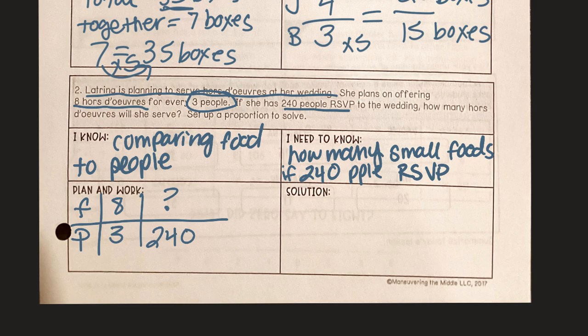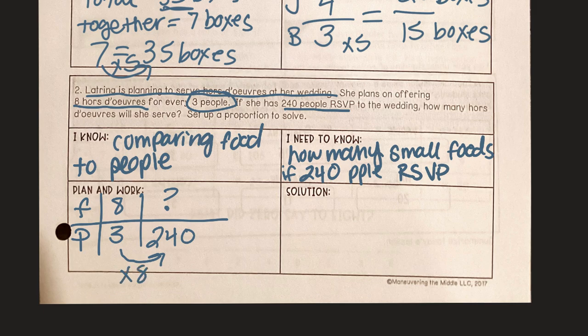So now all I'm doing is looking for my relationship. I'm looking for my scale factor. I'm looking at the 2 numbers that I know. I know that I'm jumping from 3 people for every 8 hors d'oeuvres to 240 people. So how am I going to scale up from 3 to 240? Well, that's a big number. So first I'm going to just go ahead and ignore my 0 for a second. How do I get from 3 to 24? Well, 3 times 8 equals 24.